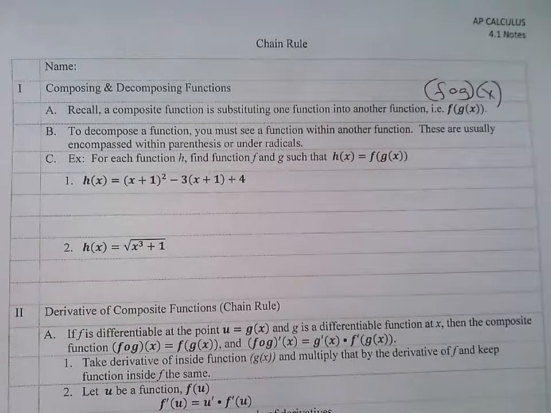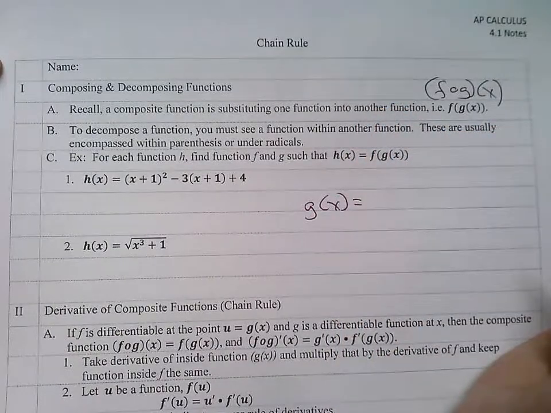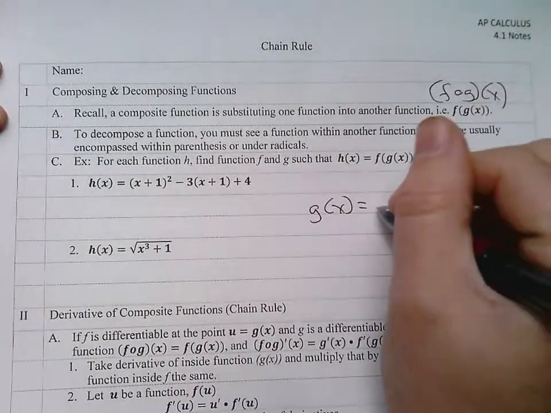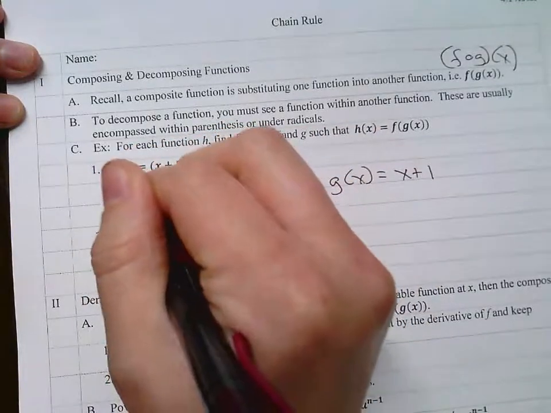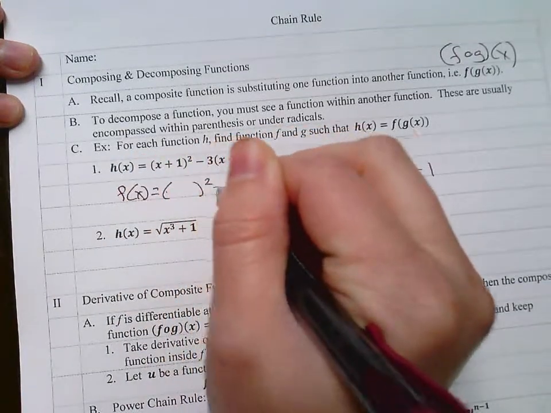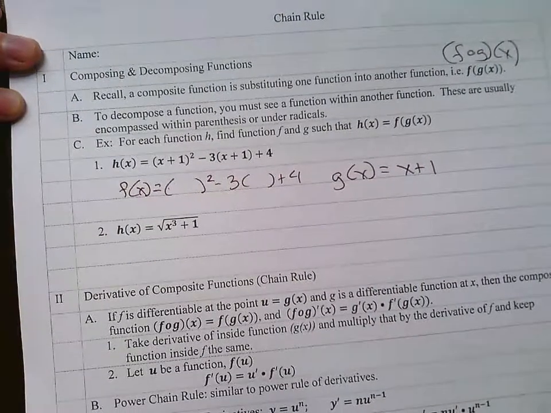Okay? So we got a function h. Find f and g such that h of x is f of g of x. So it's going to be easier to find g first, and then once you take out g, replace what you took out with an x. So g, so what do you see in parentheses? Very good, x plus 1. So we take that out of here, we have f. What is f going to be? So we got something squared minus 3 times something plus 4. What is that something going to be? Well, it's just going to be x.